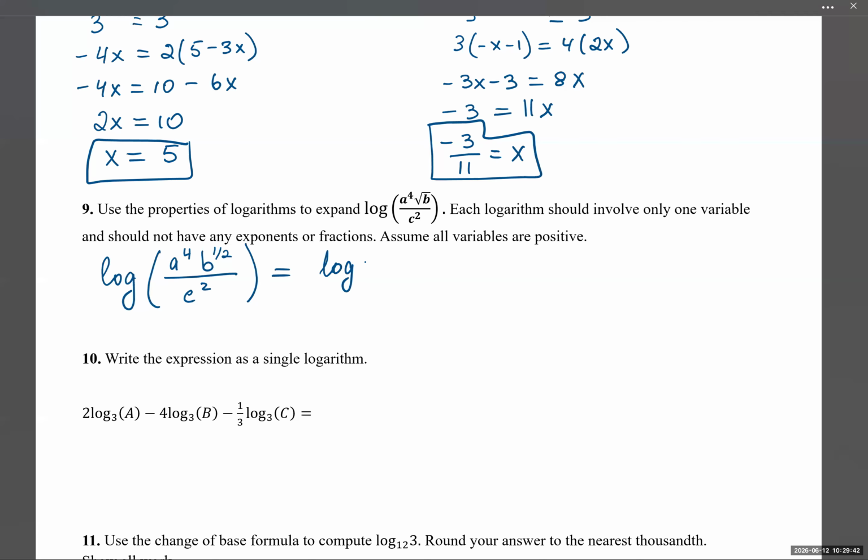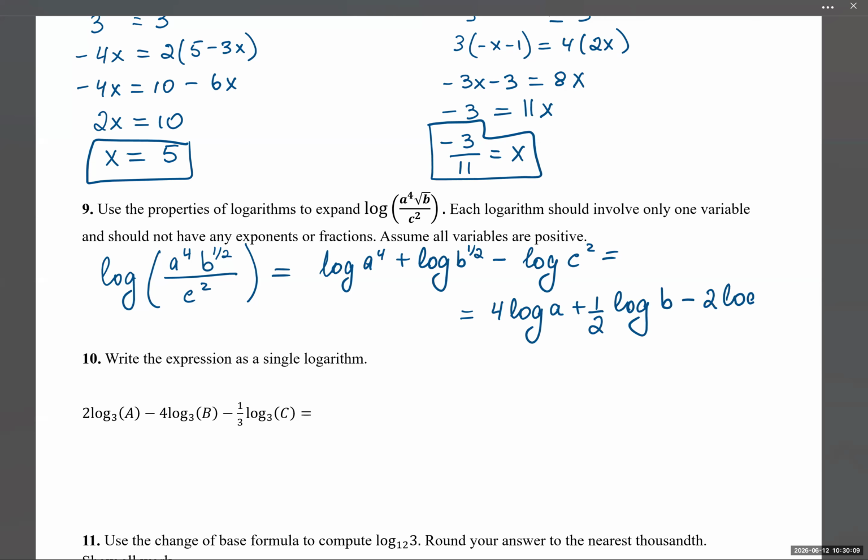Since we have 3 letters, we'll have 3 logarithms. This is log base 10 of a to the fourth plus log base 10 of b to the 1/2 minus, since c was in the denominator, log base 10 of c squared. And then the exponents have to go to the front of the log. So this will be 4 log base 10 of a plus 1/2 log base 10 of b minus 2 log base 10 of c.